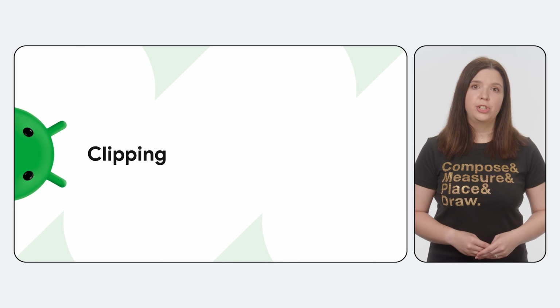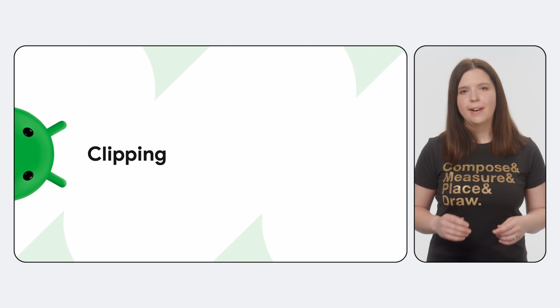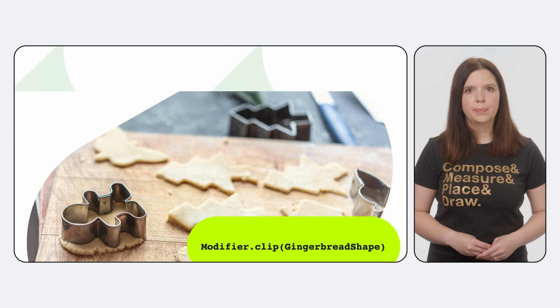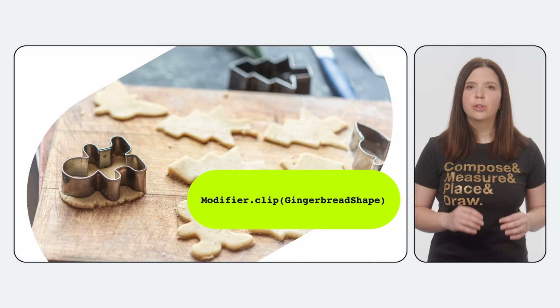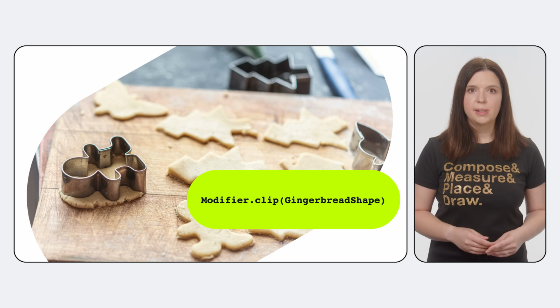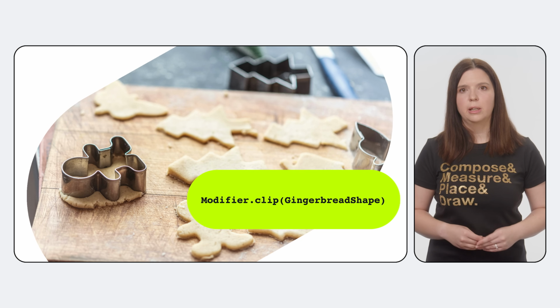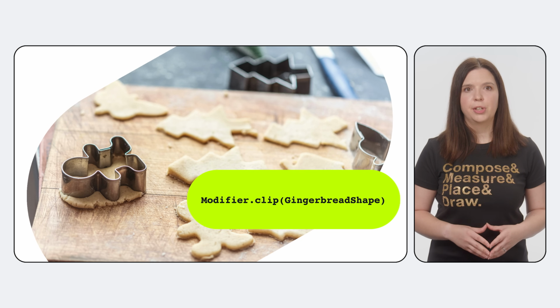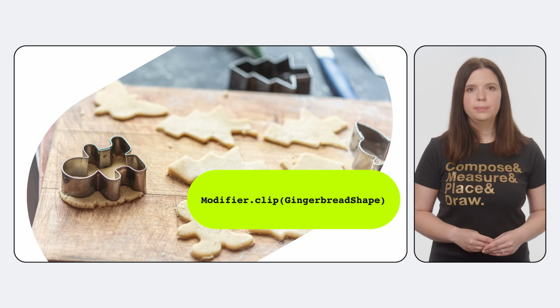So when talking about shared elements, it's useful to understand another concept, which is clipping. Clipping can be thought of as using a cookie cutter to cut content into a certain shape. With shared elements, our child content that was previously clipped may lose its clipping information as it's pulled into the overlay. Let's take a look at an example.